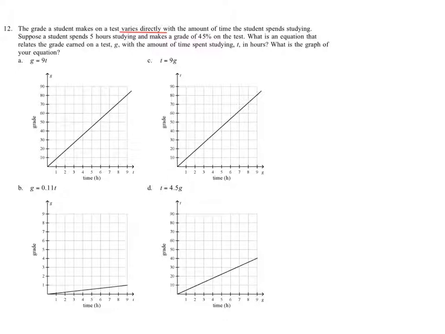the y value of the point they're giving you divided by the x value. Notice that time is the x and the grade is y. So if we take the grade divided by the time, we'll get the k value. They give us a grade of 45% here, 45 when studying for 5 hours. So if you divide that, you'll get k. And k then is 9.